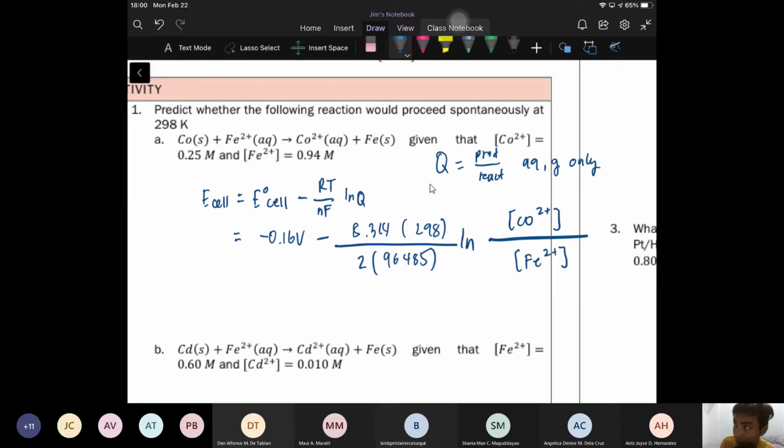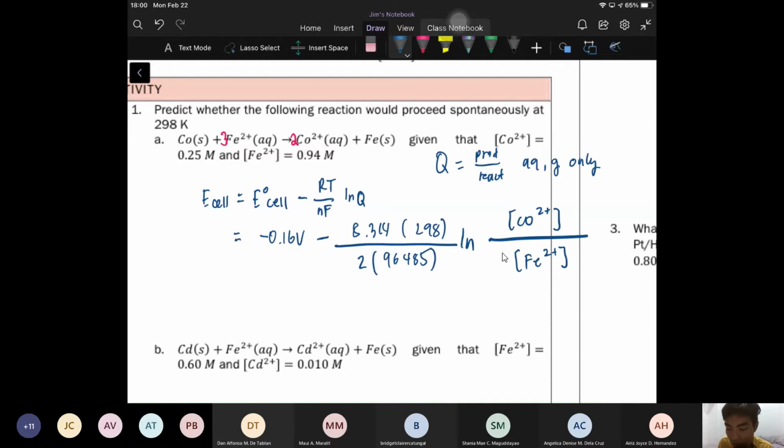Okay, so we have cobalt sa taas, and we have Fe2 plus sa baba. So again, AQ lang yung isusulat, pati yung gas. Yung solid liquid, wag isama. Ito question. Sir, what if may coefficient yan? Kapag may coefficient yan, gagawin mo yung exponent. So for example, yung cobalt mo may 2 na katabi, gagawin mo yung squared. Yung iron mo may 3 na katabi, gagawin mo yung cube. So ganun. Okay? So ito yung ating equation.